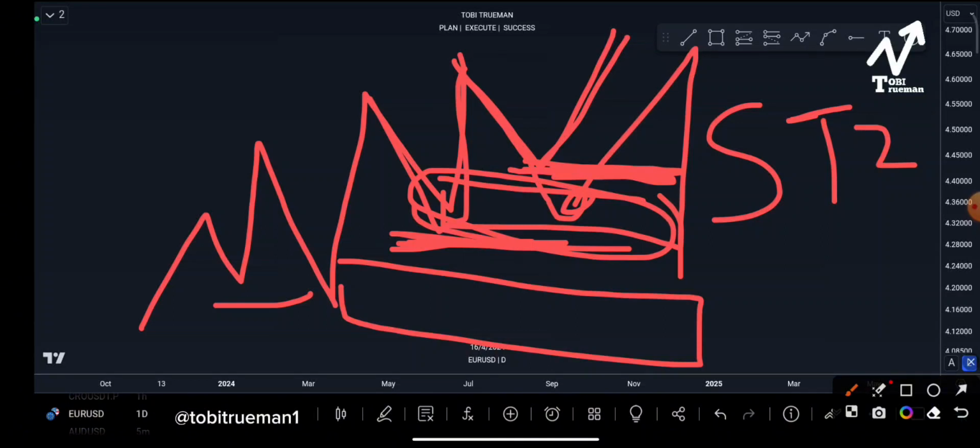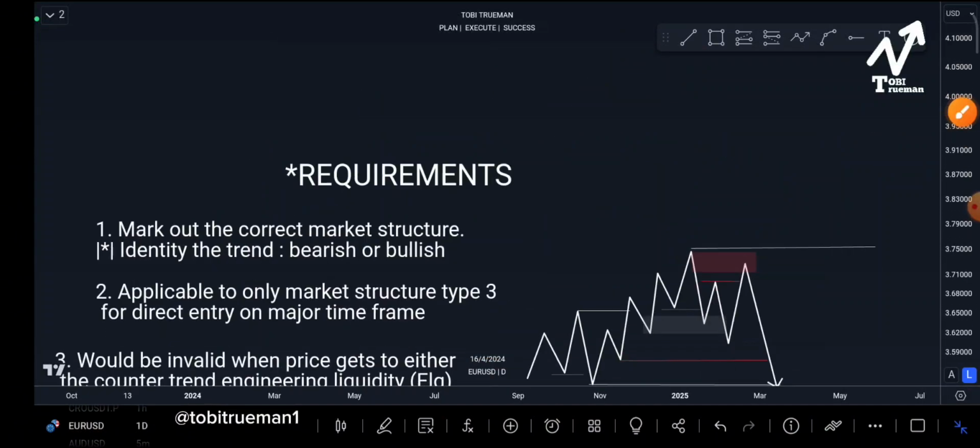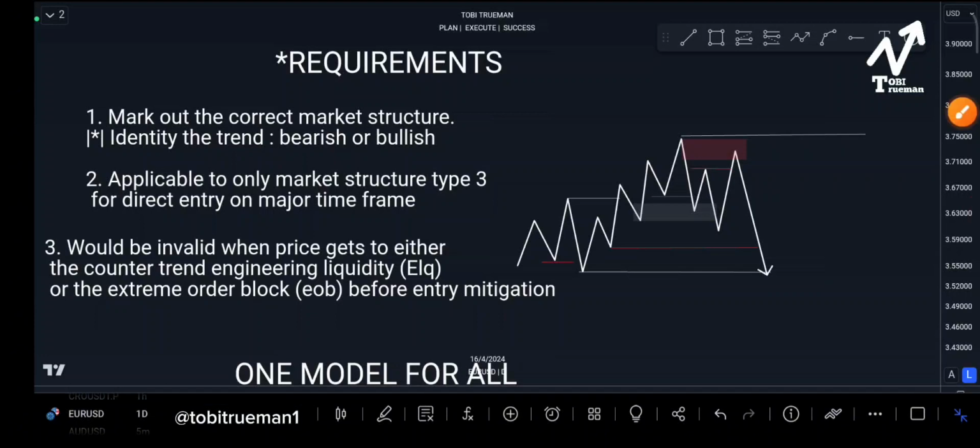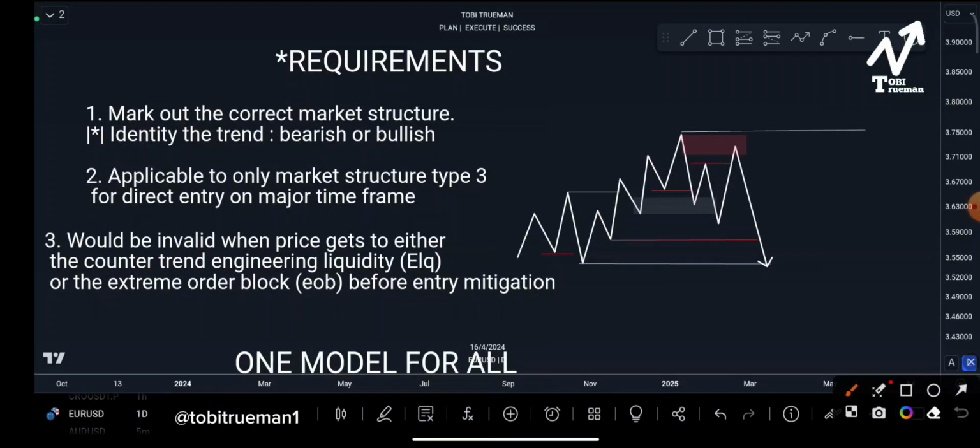Alright, so we cannot use structure type 1 and structure type 2. We can only use structure type 3 so that the price will have enough space to breathe and move along with our direction. Okay, number 3 is that price will be invalidated. Price will be invalidated when price gets to either the counter trend engineering liquidity or the extreme order block before any mitigation.